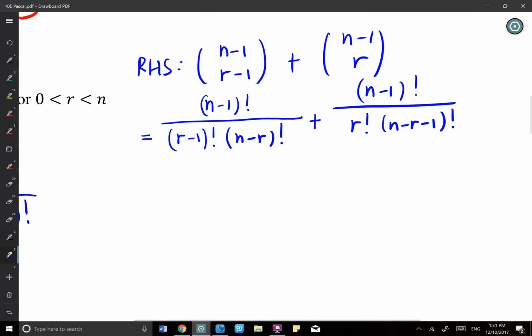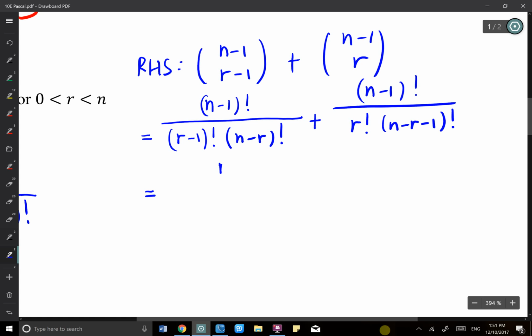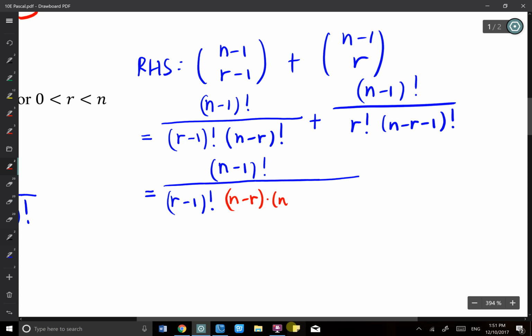Okay, let's do something to that. N minus 1 factorial. Okay, this one, I'll still keep it like that. And be careful what I write here. So that's n minus r times the next number. What's the next? It's n minus r minus 1 factorial. Okay, I have changed this one to that one.